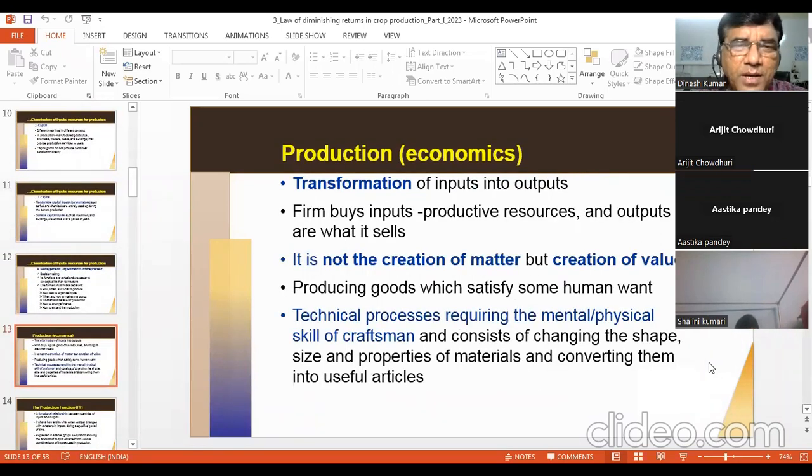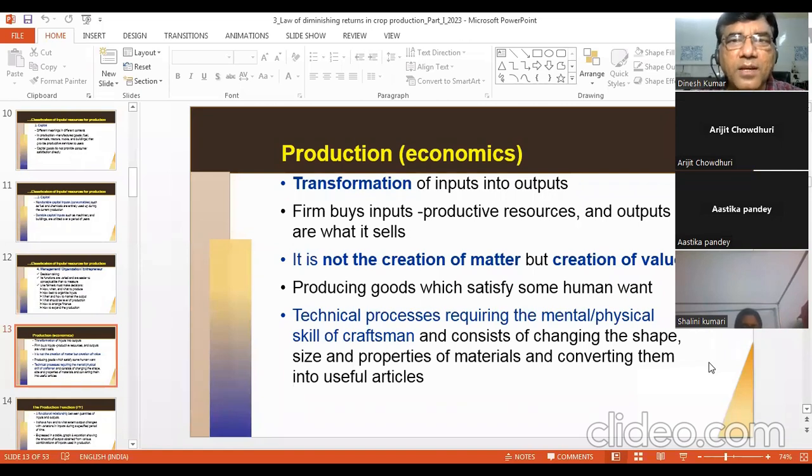Now we go to the production. Hope you understand the basics about the factors of production: land, labor, capital, management, and technology, which I did not discuss here. Any question related to resources or inputs or factors of production? Yeah, Astika, you want to ask any question? No, sir. Okay.